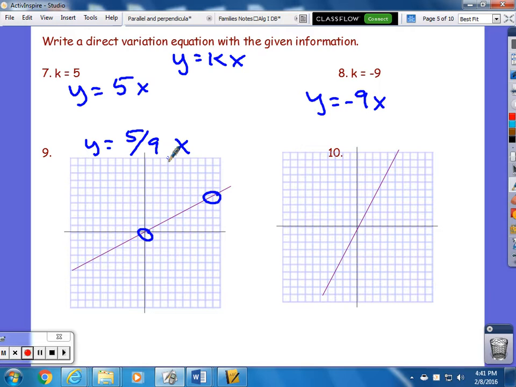A direct variation equation always goes through the origin. So again, goes through the origin. And there's a good intersection point, and here's another one. 1, 2, 3, 4, 1, 2. So k is equal to 4 over 2, which is 2. And my direct variation equation is y equals 2x. So again, direct variation, y equals kx.